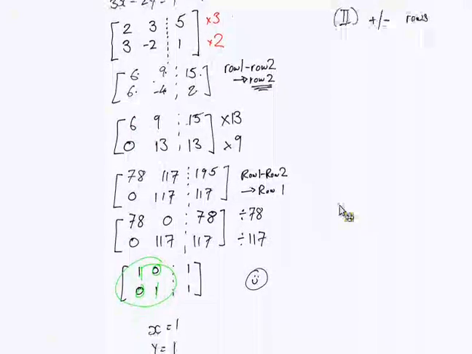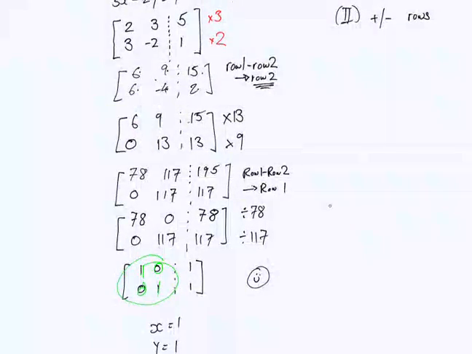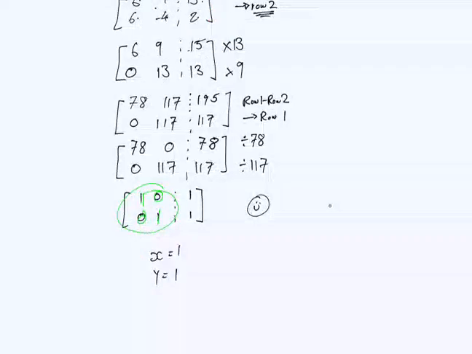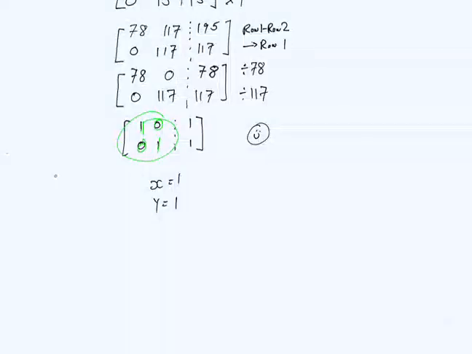So, does this have an x? Yes. And does this have a y? Yeah. So that's fine. So what you do is you put it in a box. 2, 3, 5. 3, minus 2, 1. So it goes in a box like this. Okay, so write that down.